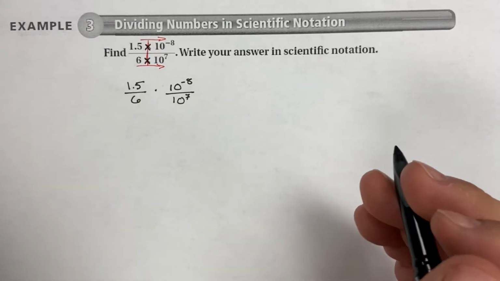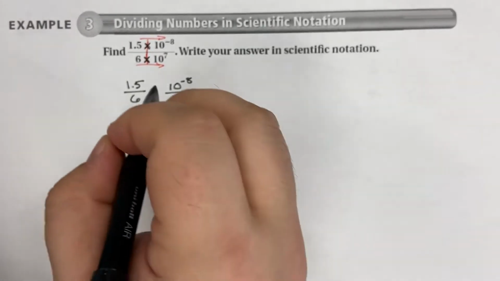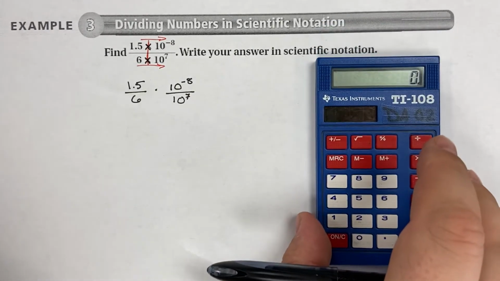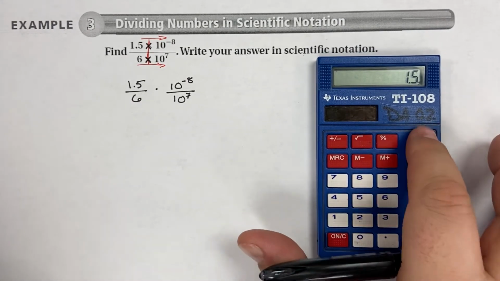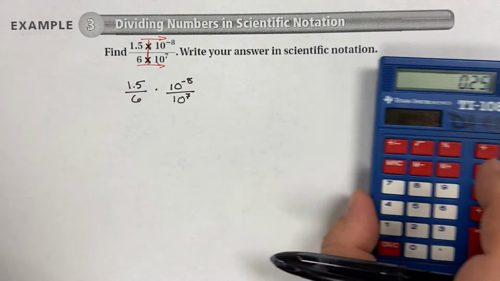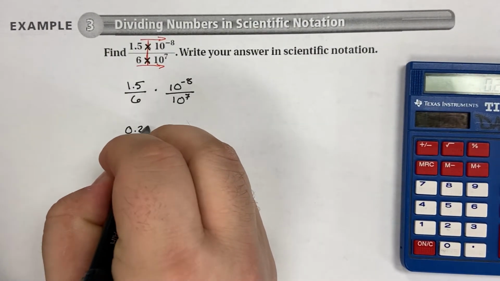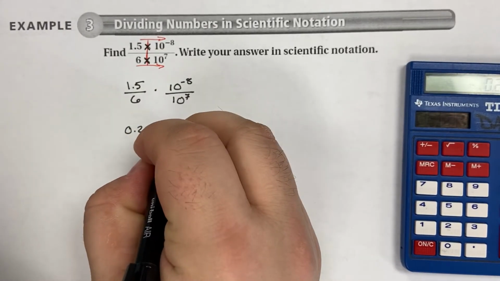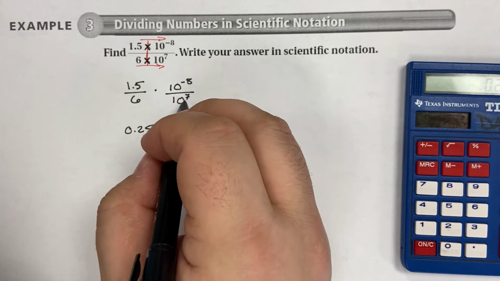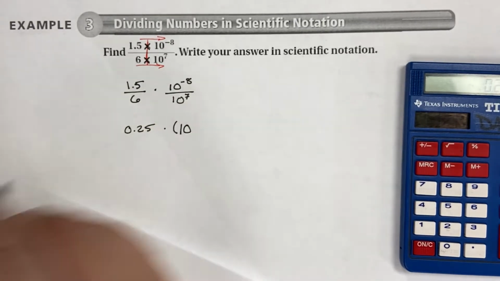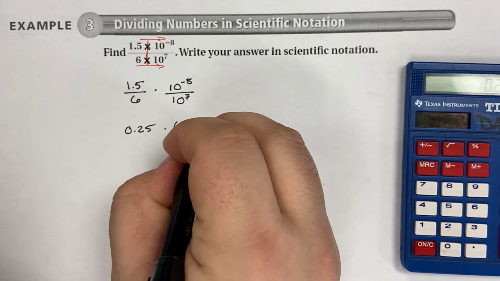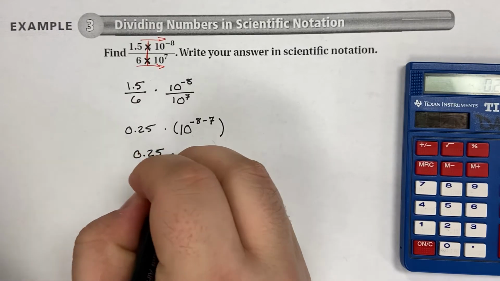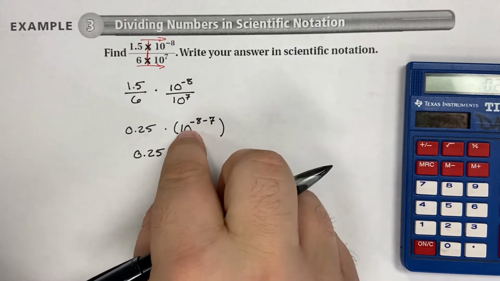But using our rules of multiplying fractions sure does help us out, because 1.5 divided by 6 is going to be 0.25, times. Now here we should remember our rules for dividing with like bases, different exponents. We're going to keep our base, and then we're going to subtract. Well, that means we get 0.25 times 10 to the negative 8 minus 7.